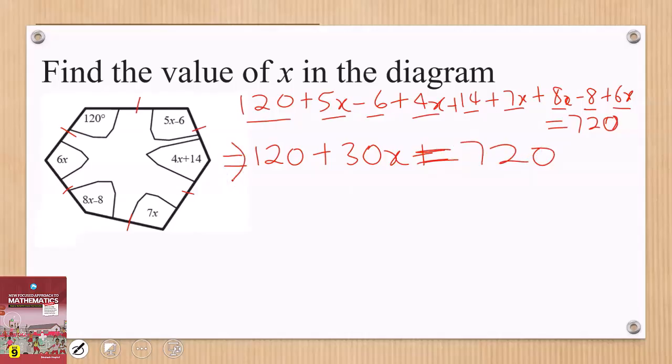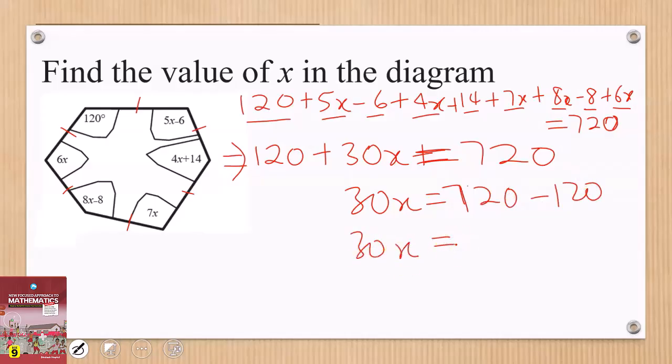Now we can say 30x is equal to 720 minus 120. When we subtract, 30x equals 600. We divide both sides by 30, and we have our answer to be 20 degrees. So the value of x in this particular diagram is 20 degrees.